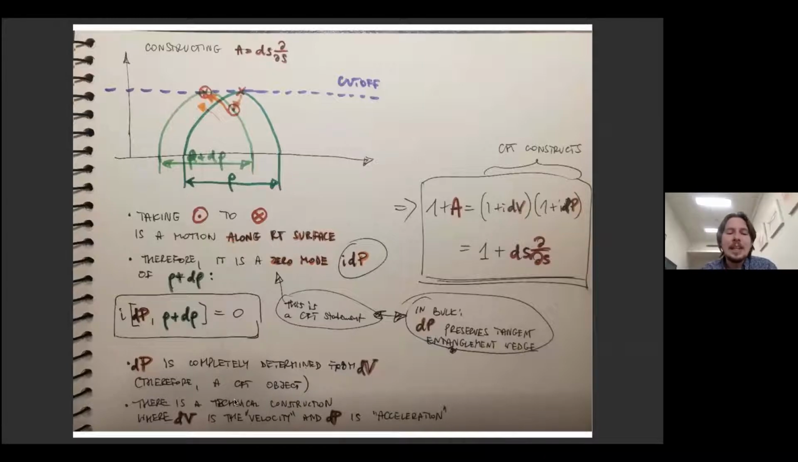There is a certain technical construction that I won't get into, where we can view DV as the velocity, and then DP is an acceleration in some sense. But unfortunately, I don't have time to talk about it in any more detail. The punchline, though, is that I have some way of constructing this A, and moreover, the A is constructed from things which are entirely well defined in the CFT. So A is not something that I have to look up in the bulk and only then I know what it is. Actually, I know it purely from CFT input.